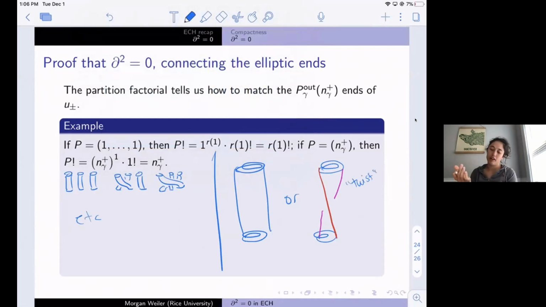And you can imagine that if this is an n gamma plus fold cover, then I have n gamma plus ways to twist. And then if I have some more complicated partition, then the partition factorial tells me different ways I can match things up.